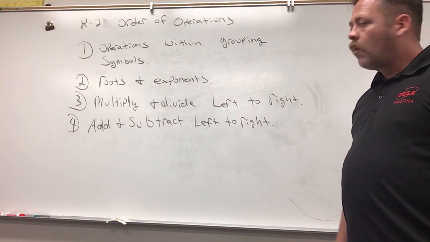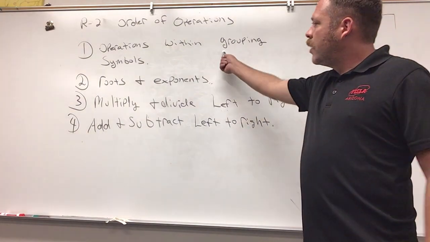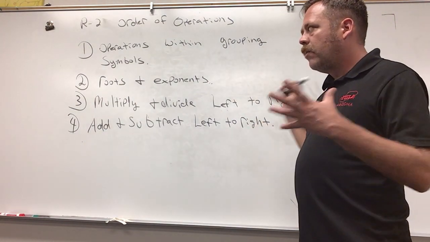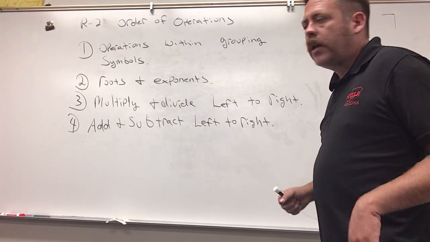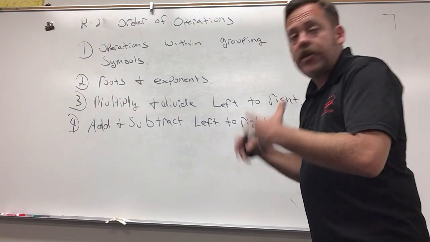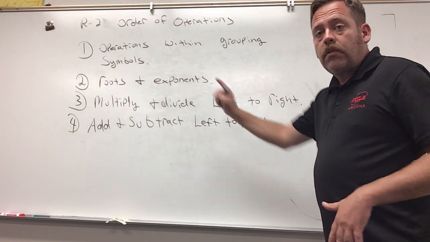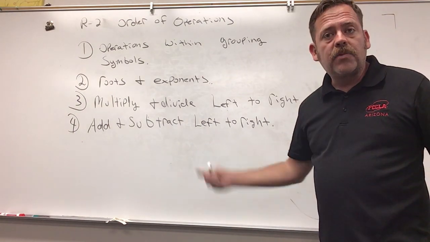So the first thing we're always going to do with order of operations is any sort of operation within grouping symbols. I'll explain what they are in just a bit. Then you follow the rest of the order of operations within those. So you would do roots and exponents first, then multiply and divide left to right, and then add and subtract.